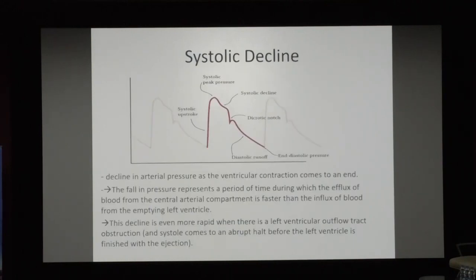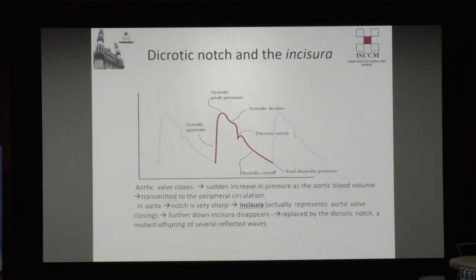Then there is systolic decline. Decline in the arterial pressure as the ventricular contraction comes to an end. The fall in pressure represents a period of time during which the efflux of blood from the central arterial compartment is faster than the influx of blood from the emptying left ventricle. This decline is even more rapid when there is a left ventricular outflow tract obstruction.